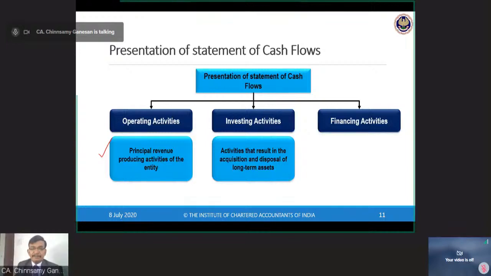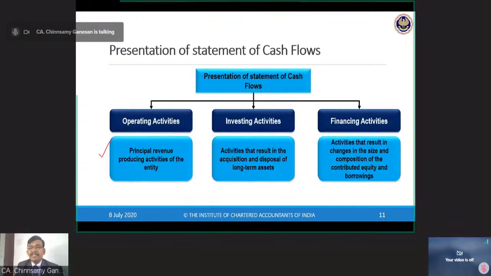What are financing activities? One is contributed equity, when there is a change. What could be the contributed equity? Fresh share capital issued is an inflow, or buyback, where you are actually repaying the existing equity. So there is a change in the size and composition of the contributed equity from the equity shareholders, not preference shareholders, because preference shareholders are not considered.